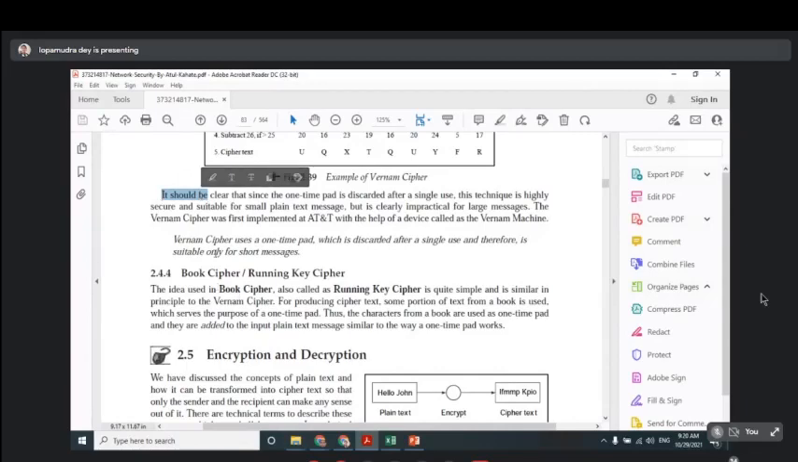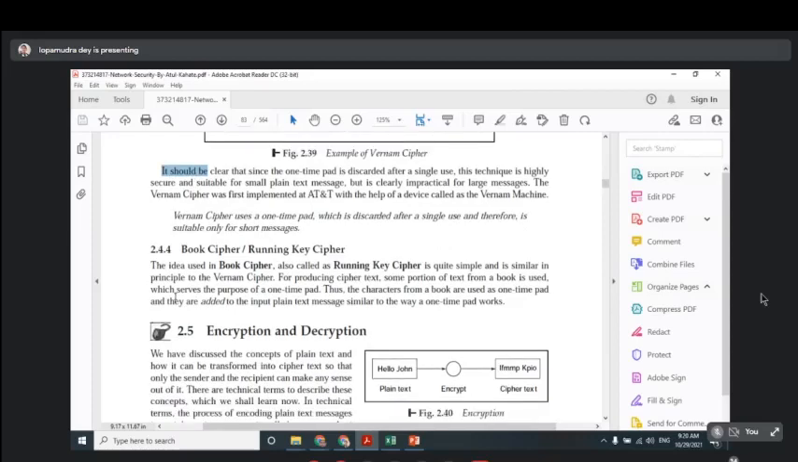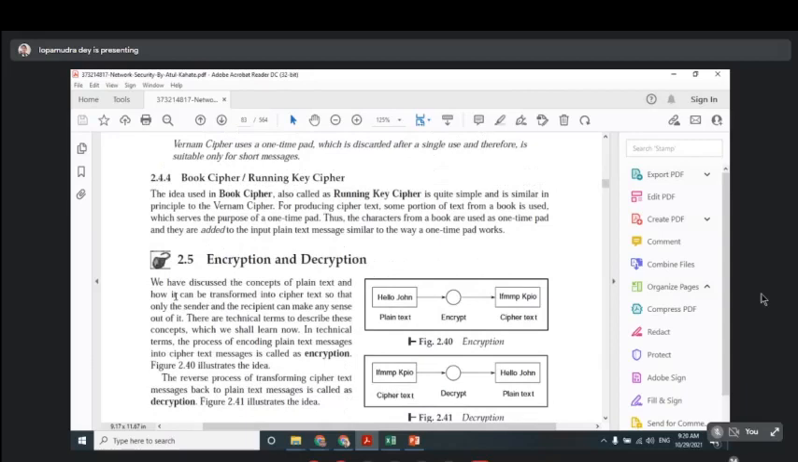So this is how in the case of the book cipher the one time pad is generated, and that's why it is called a running key cipher. You are just reading it and running it, that is, at running time you are designing the cipher. So this is the end of the procedures for how you can generate ciphertext from plain text and plain text from ciphertext.